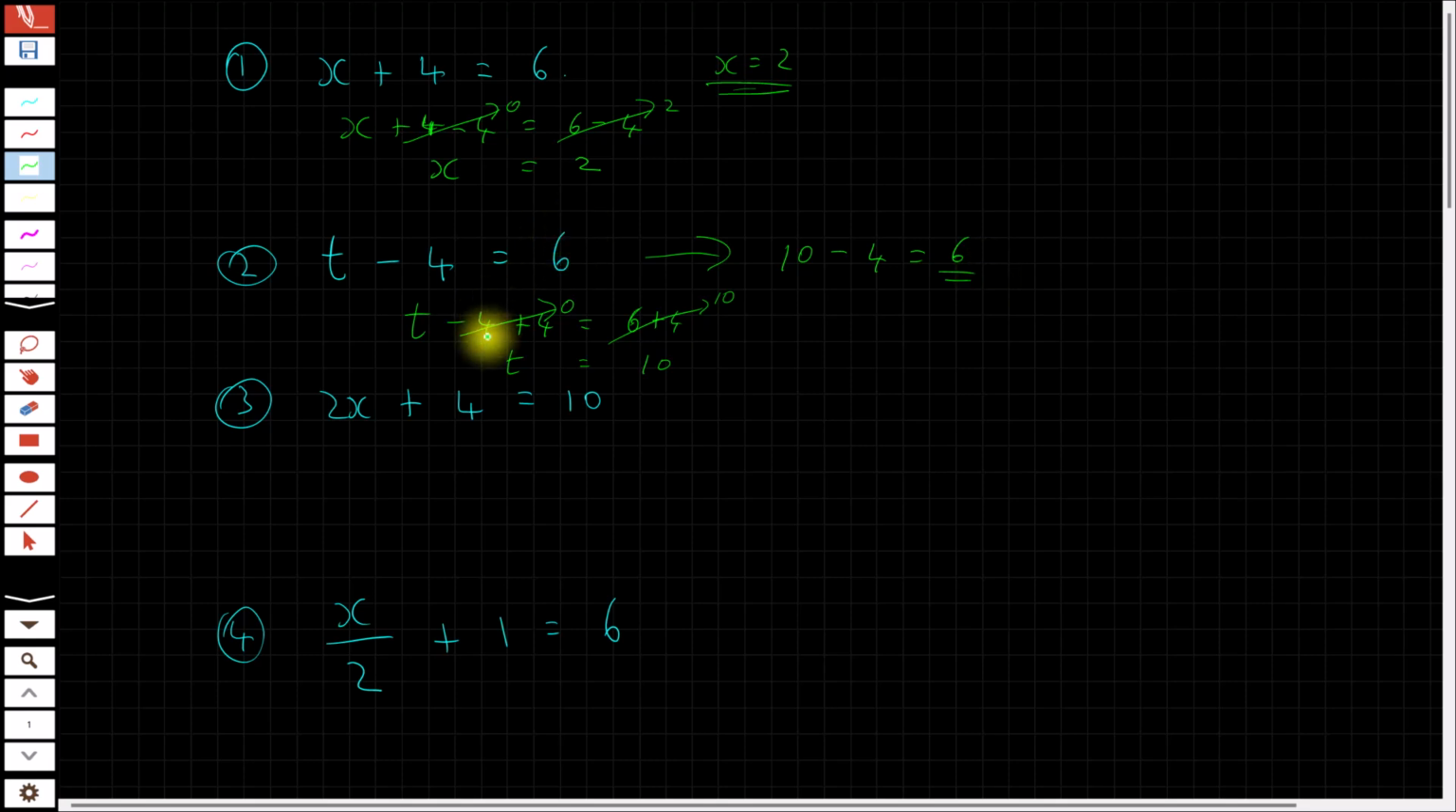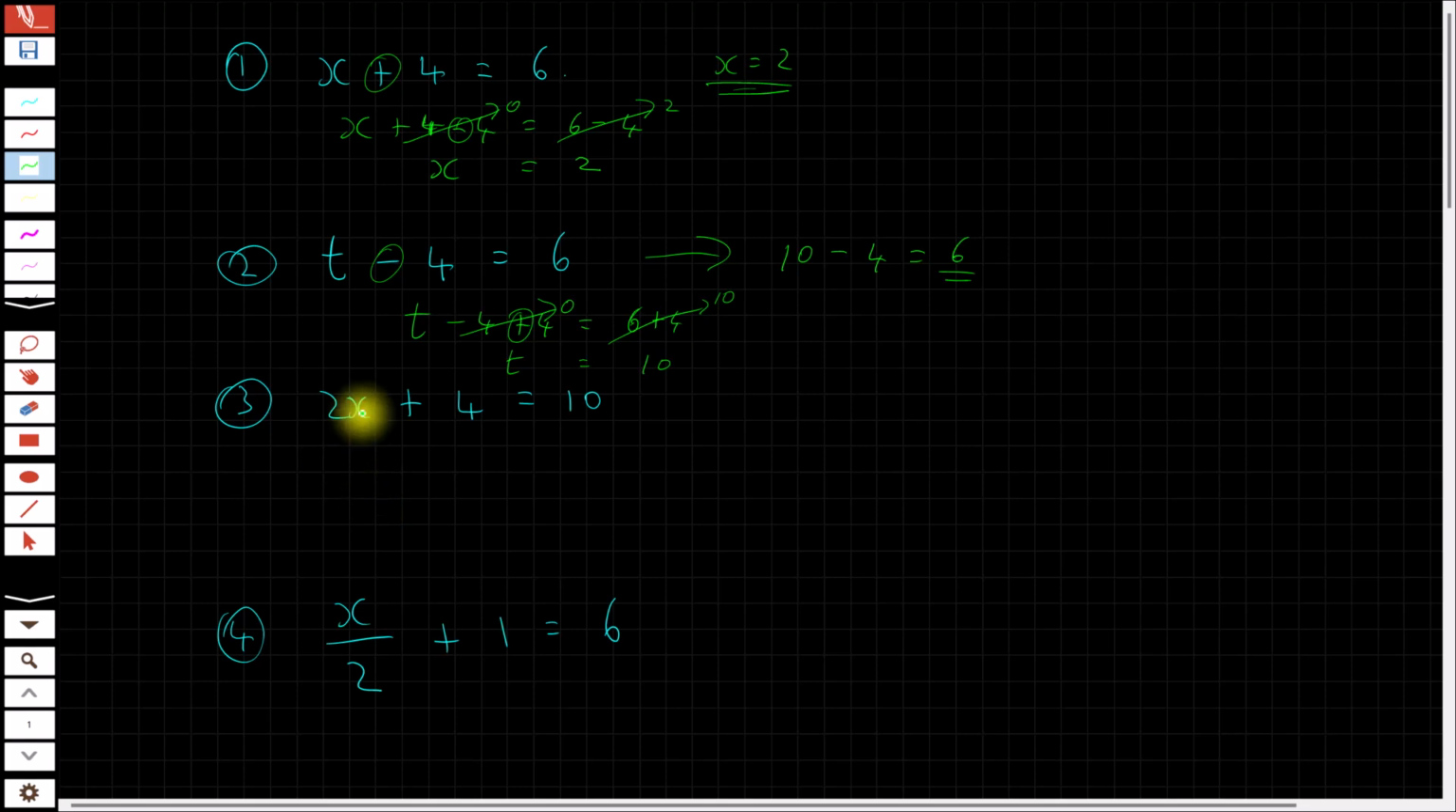So you can see a bit of a trend here. If we have to get rid of the numbers that are on the same side as the variable, we're doing the opposite to get rid of that number. So in this case, negative 4, we're adding a 4. In this case it was a positive 4, we're taking away a 4.